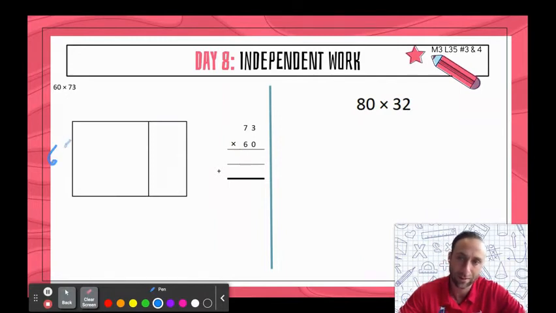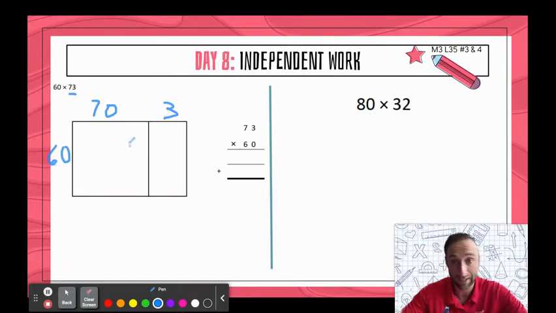Remember, my 60 only has a value of 60 because there's a 0 in the ones place. So I put my 60 there. I break 73 down to 70 and 3, just like that. Okay, so 60 times 70, right? I got 2 zeros. And 6 times 7 is 42. 1, 2, 3, comma. All right.